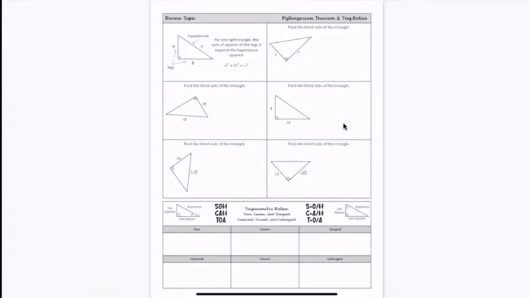Hey everybody, here is the video for the first half of Pythagorean Theorem and Trig ratio. So we're just going to cover this first page here, which is just going over Pythagorean Theorem.